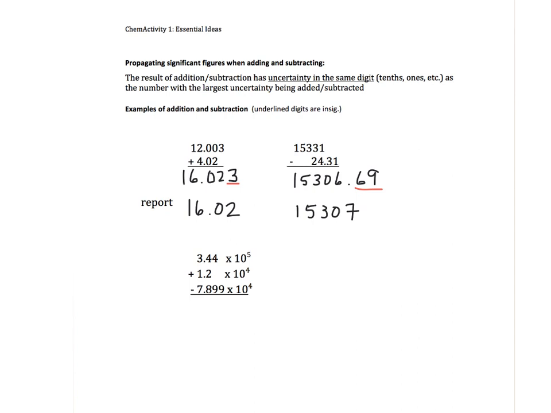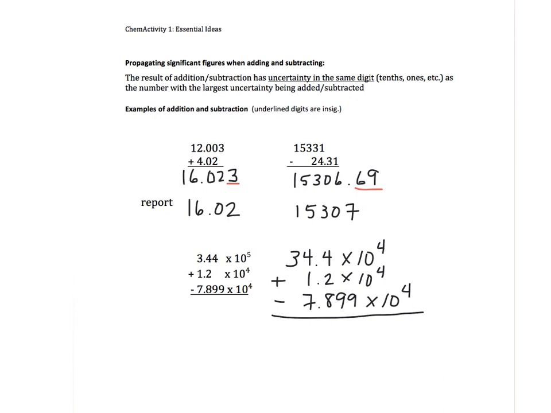Let's look at the last example. This one is a little bit different because it's got exponents. In order to know what digit to follow, we need to convert all of these to the same exponent so we can look just at the coefficients. Remember, it's the coefficients that determine the significance of the digits. So I'm going to convert all of them so that they have a 10 to the 4th exponent.